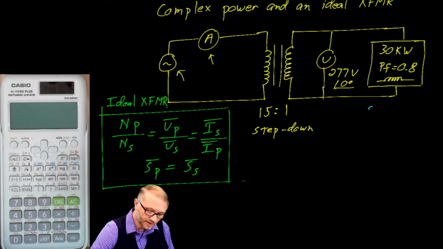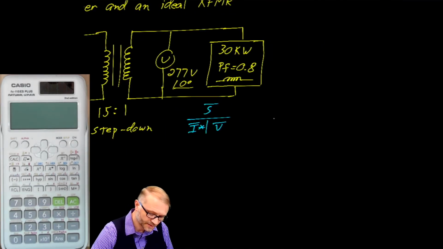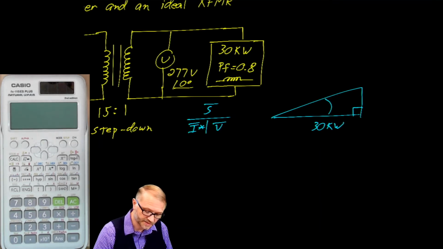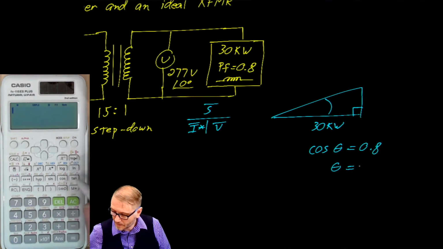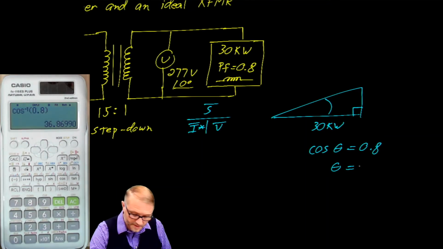We can start this with our power equation. So complex power is the complex conjugate of current by a voltage vector. In this case, we're told that this is a 30 kW load. That's real power with a power factor of 0.8. So cosine of theta is equal to 0.8, which gives us a theta of inverse cosine of 0.8. So it gives us 36.9 degrees.